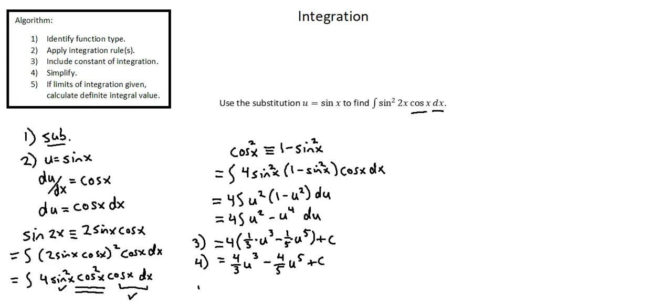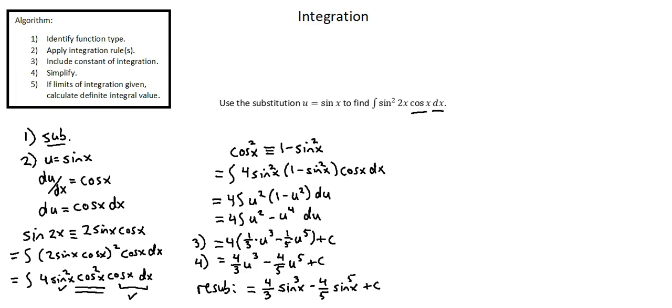And finally, I'm going to re-sub. This is a substitution problem. I've gone from working with x to working with u. Now I need to get back to x. So we have 4 over 3 times u to the power of 3. Looking back at the original substitution, u equals sine x. So we have 4 over 3 times sine x to the power of 3 minus 4 over 5 u to the power of 5 becomes sine x to the power of 5 plus c.